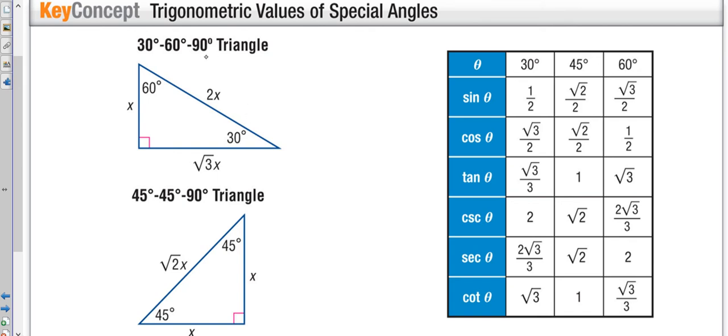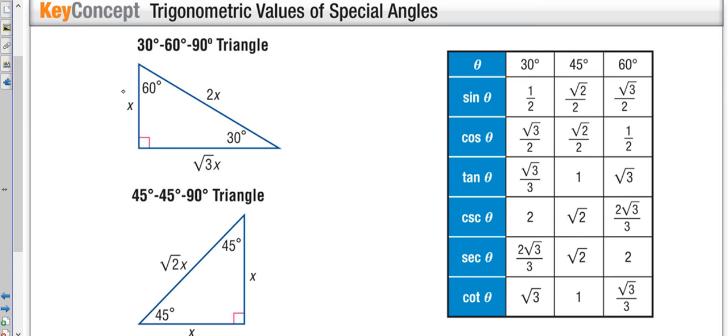All right, now let's look at example 3. First, before we do so, we're going to look at some key trigonometric values of special angles. If we have a 30, 60, 90 triangle, that means a 30 degree by 60 degree by 90 degree. There are some special relationships.